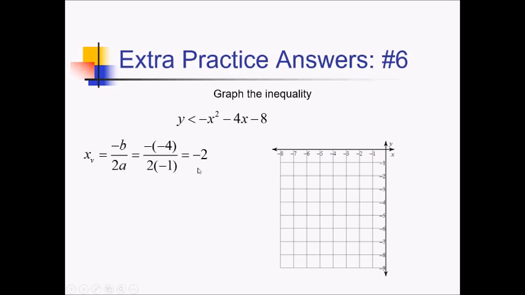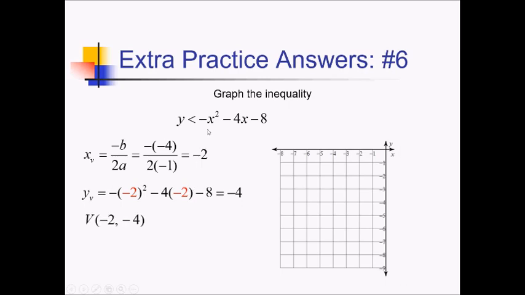To get the y value of the vertex, let's plug negative 2 back into the original expression. So that gives me negative 2 squared is 4, but we have a negative out in front. So that's negative 4 plus 8 is going to give us positive 4. Positive 4 minus the 8 at the end gives us negative 4 again. So we have negative 2 comma negative 4 for the vertex.